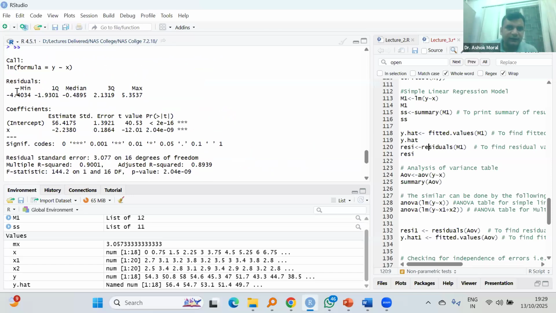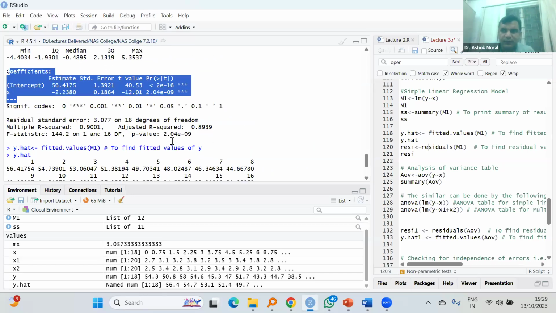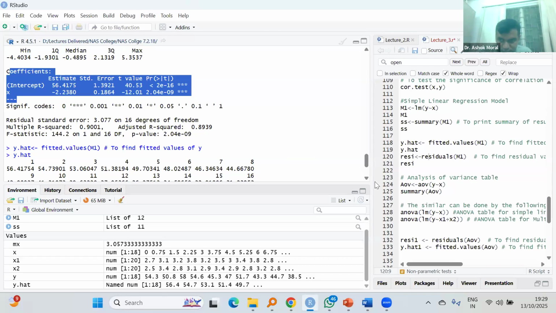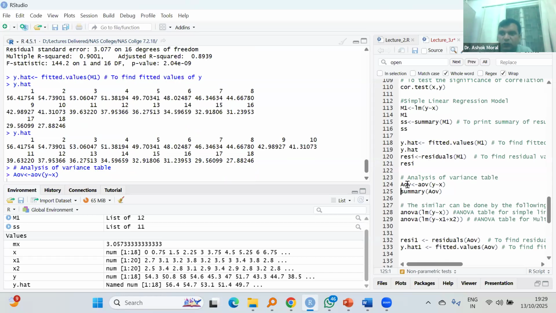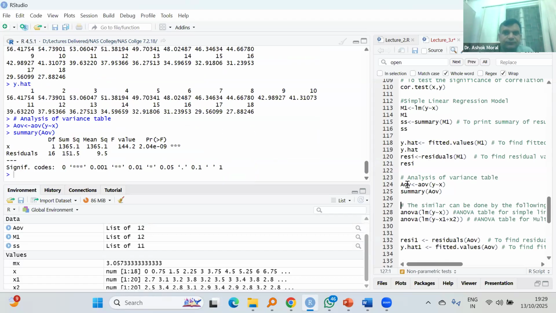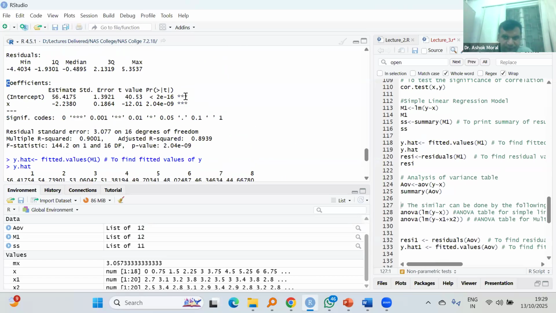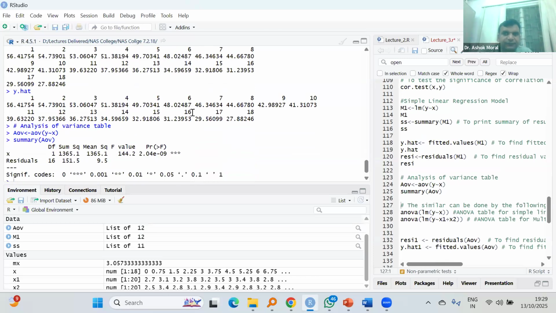And that ANOVA table which we have got here, this ANOVA table can also be obtained using this AOV command. This ANOVA table only, सिर्फ इतना पोर्शन, ये और ये.